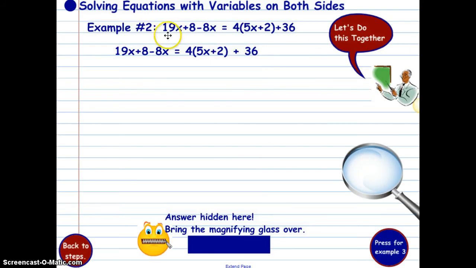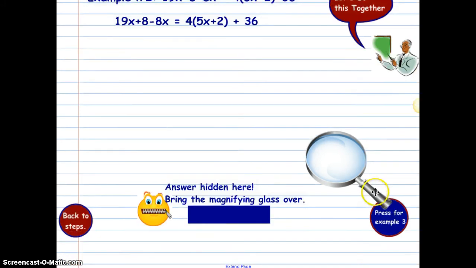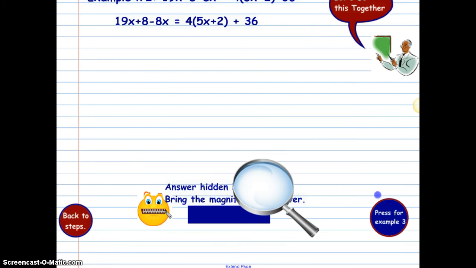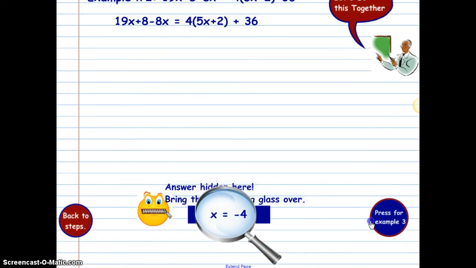Here it is. Example number 2. 19x plus 8 minus 8x equals 4 times the quantity 5x plus 2 plus 6. So you pause it, and then we'll come back. All right, super sneaky. I'm going to move the spyglass. My answer is x equals -4. Did you get x equals -4? If not, pause again, try to figure it out.